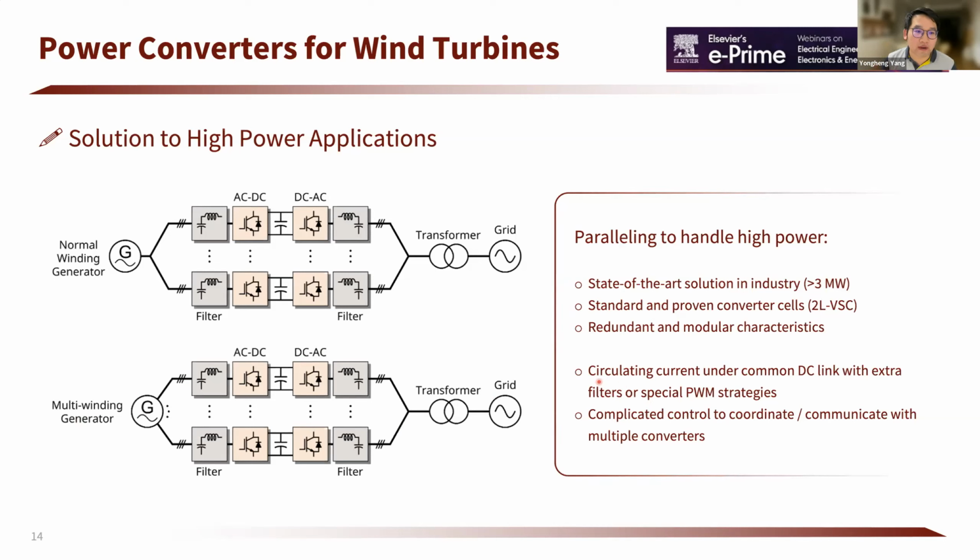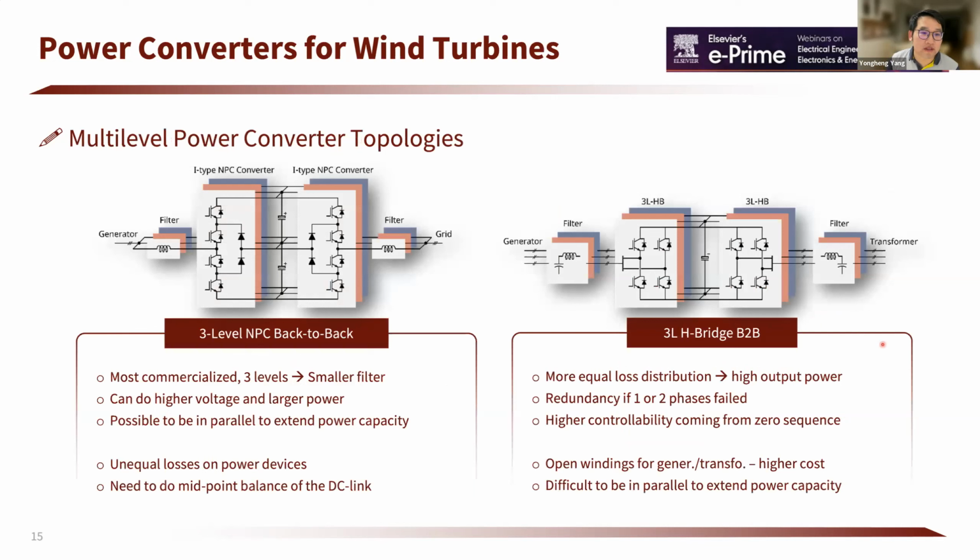If you want solutions for higher power systems, you can either parallel the systems using different modules, or use a multi-winding generator. Then each winding has its own module to process the power, and the total power processed by the entire system can be much higher compared to a single module. So paralleling is a solution to handle high power in wind turbine systems.